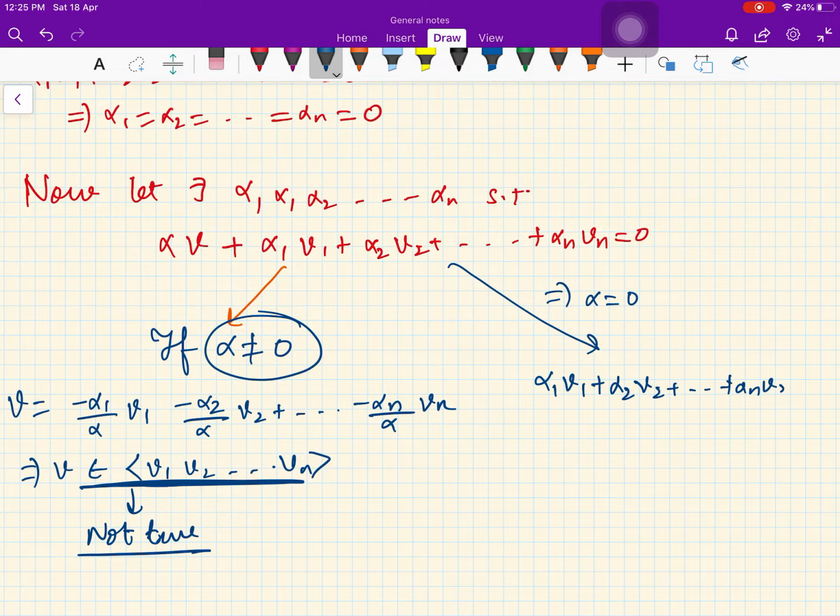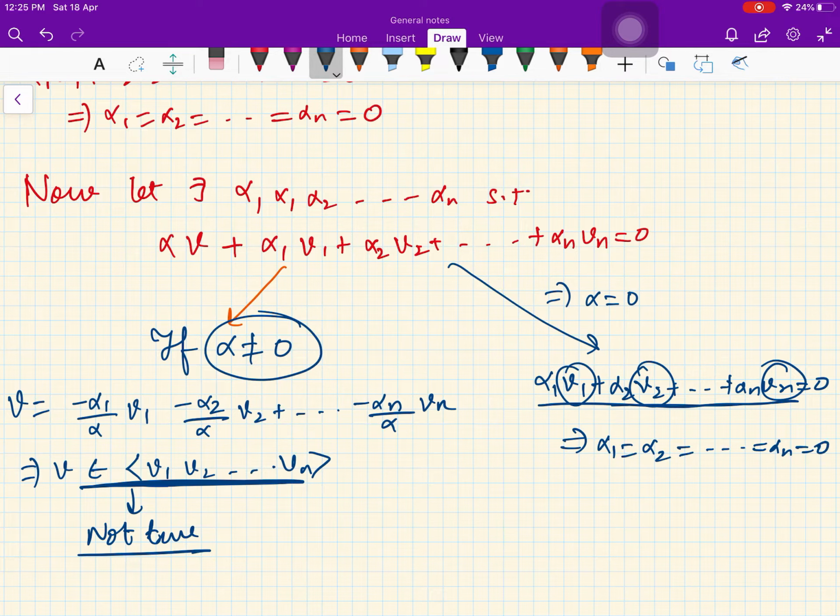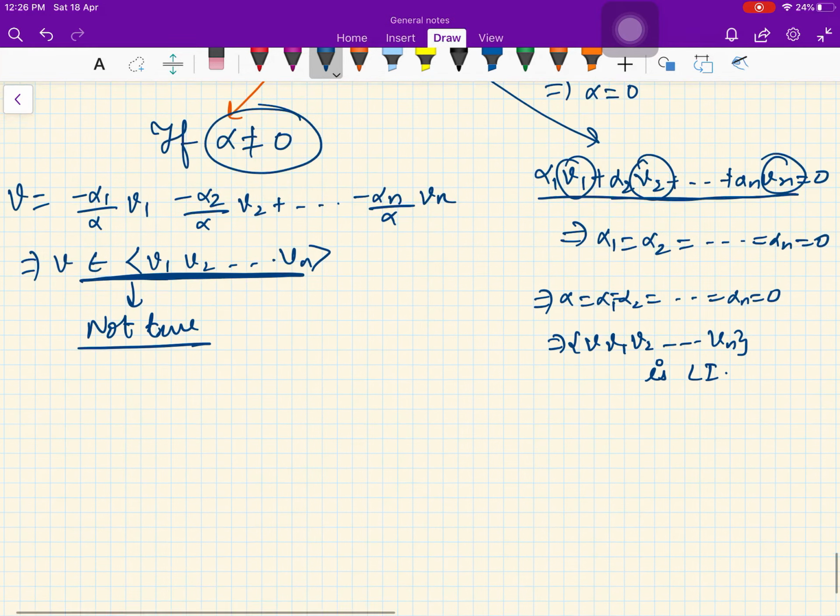Alpha equal to 0 implies alpha 1 v1 plus alpha 2 v2 plus ... alpha n vn is 0. Now whenever this is there, because v1, v2, ..., vn are given to be linearly independent, therefore you get alpha 1, alpha 2, ..., alpha n all 0. It implies the set v1, v2, ..., vn, v is linearly independent, right? So this is what we wanted to prove.